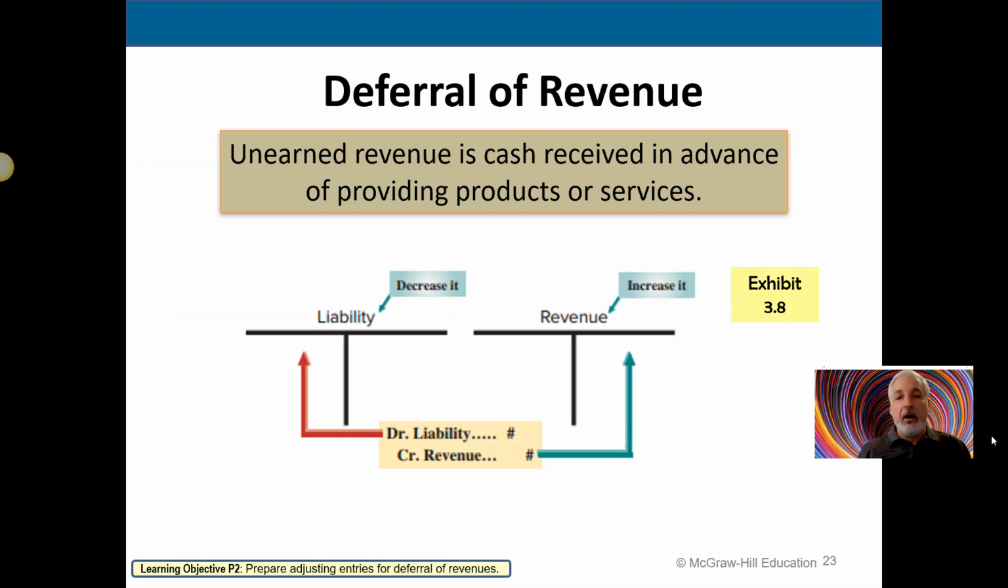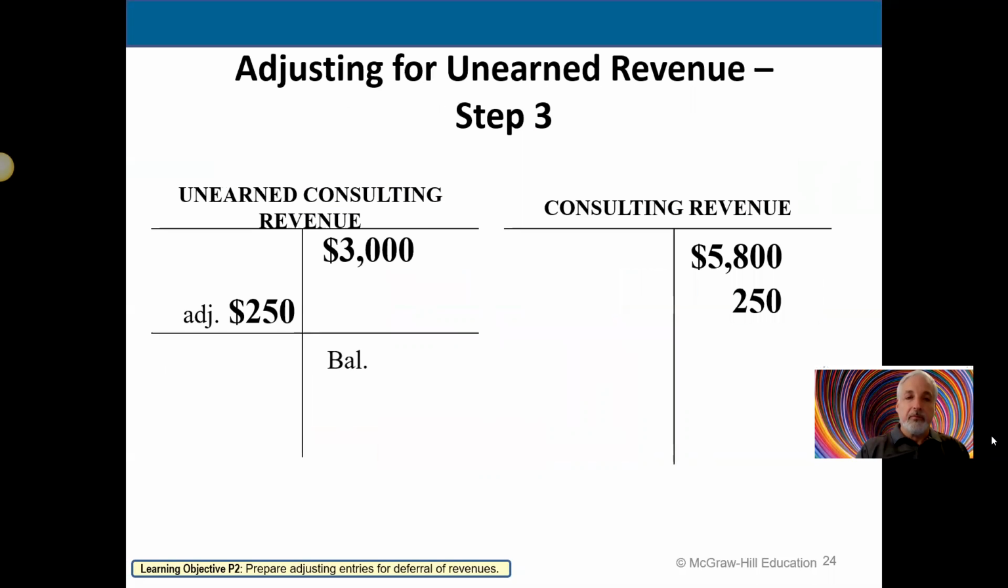Okay. And now we have to recognize the fact that we're going to record unearned revenue, cash received in advance for providing products and services. Let's take a look at that. Unearned consulting revenue, $3,000, but we actually earned $250 of it. There's our adjustment.